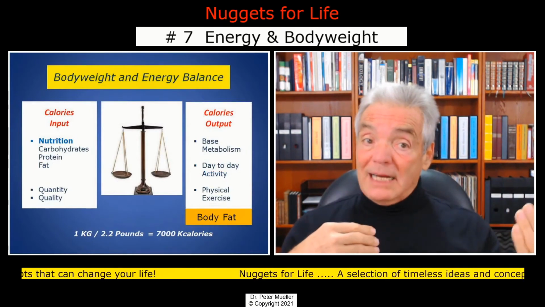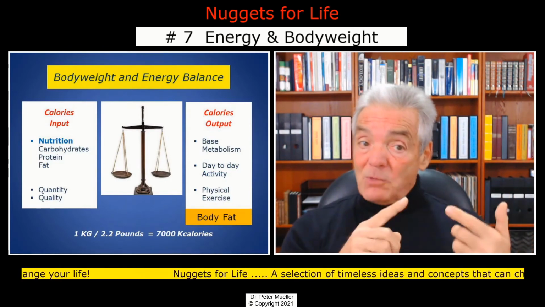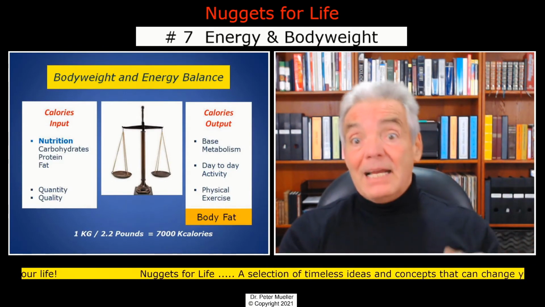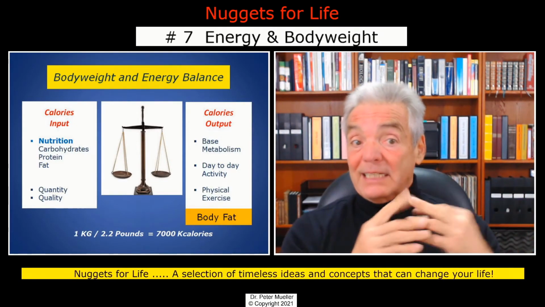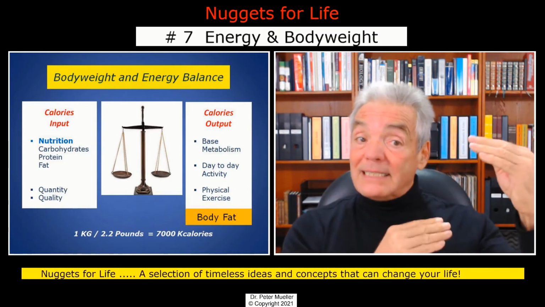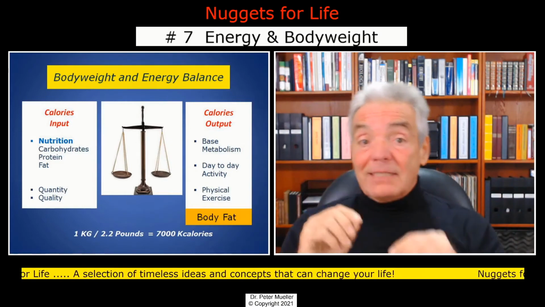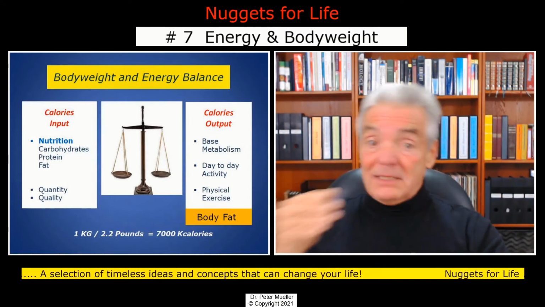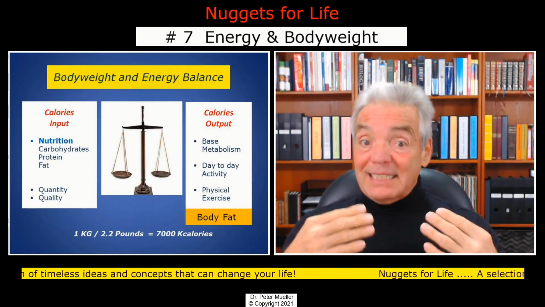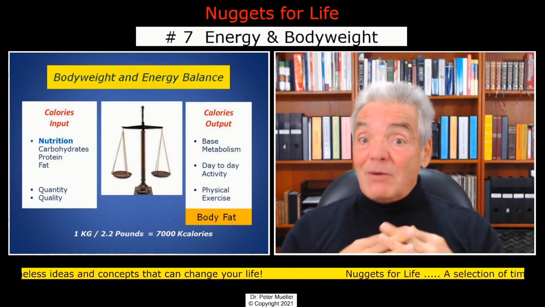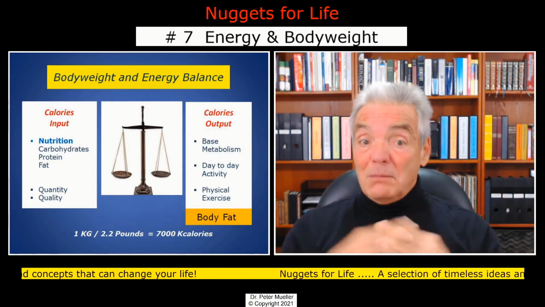On the input side, we have the energy input in the form of calories in nutrition, carbohydrates, protein, and fat. And it's also important, number one, the quantity, how many calories we take in, and the quality, the mix, the relationship of carbohydrate, protein, and fat. And on the output side, we have base metabolism, day-to-day activities, and physical exercise. And if we have excess energy in our body from surplus input, then our body produces body fat.